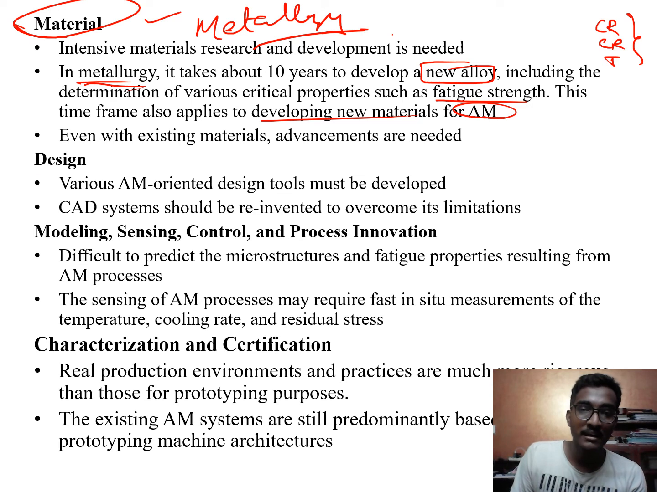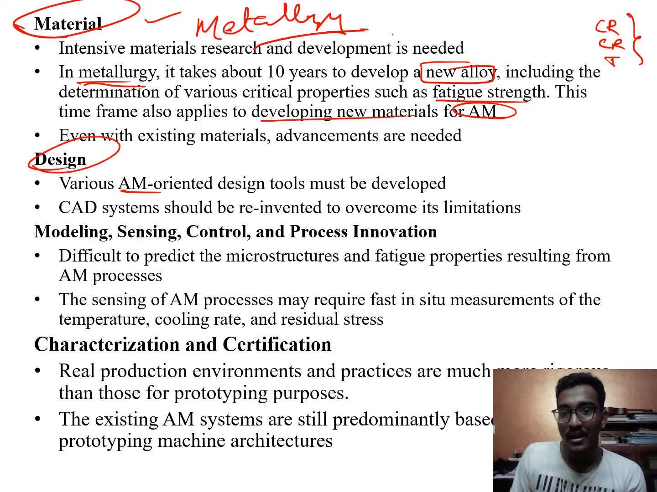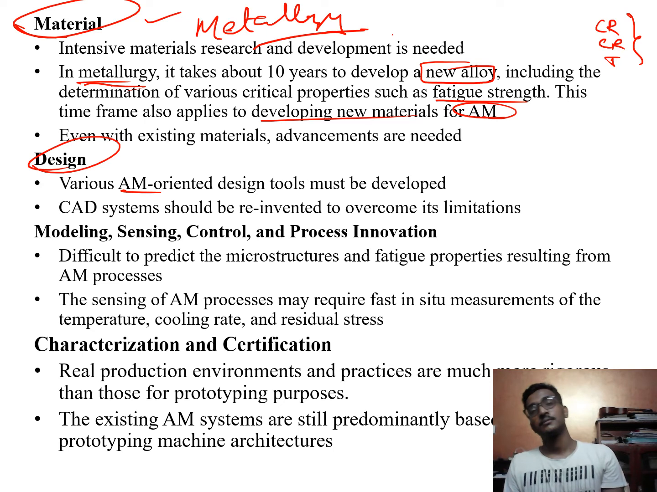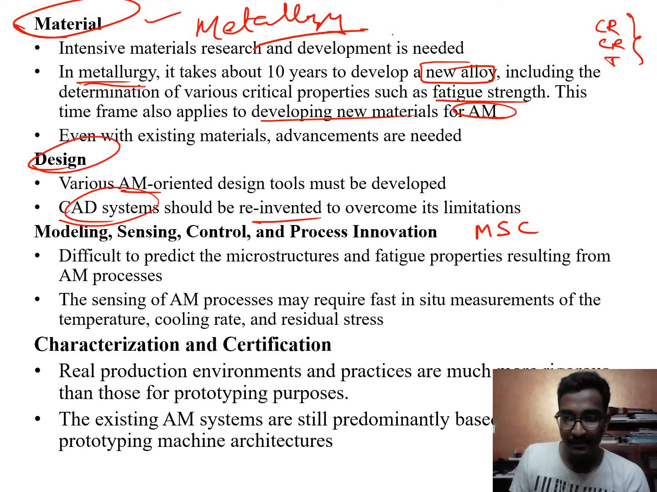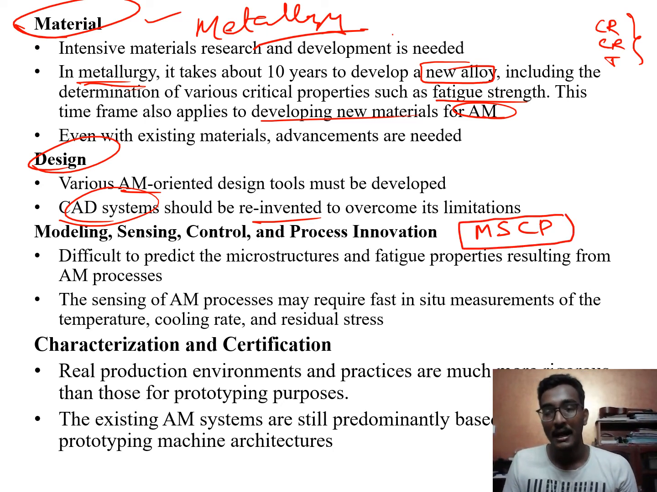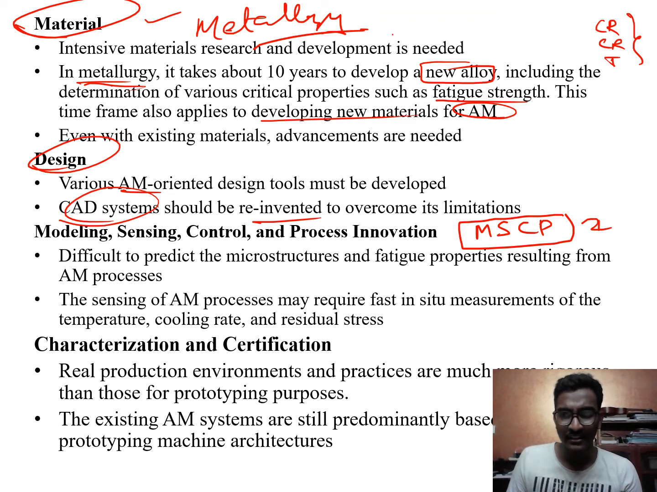video, and also the design properties and various advancements in additive manufacturing oriented designs need to be done. So CAD systems should also be reinvented to overcome their limitations. And this we also call MSCP. MSCP stands for modeling, sensing, controlling, and processing innovation. By this, the difficulties of predicting the microstructures and fatigue properties from the additive manufacturing process can be minimized.